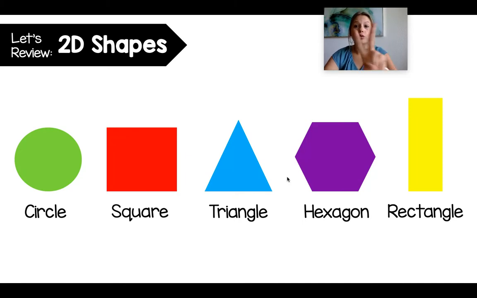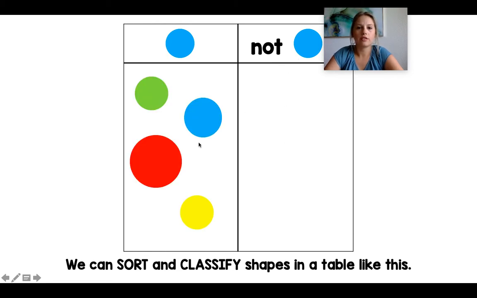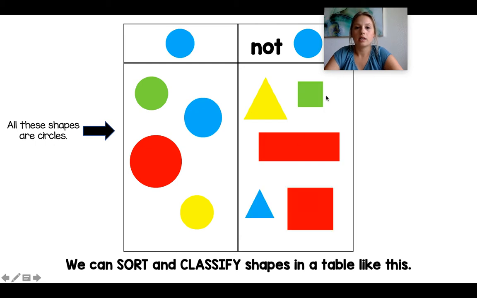Those are two-dimensional shapes. On this side of the table, we'd put all the ones that were circles, and on this side, not circles. So even though they're different colors and different sizes, they're all circles. And on this one, these are not circles. The color didn't matter on this one because we were just talking about shape.